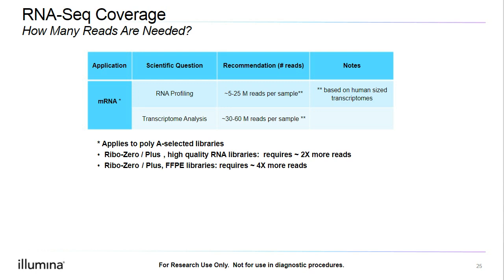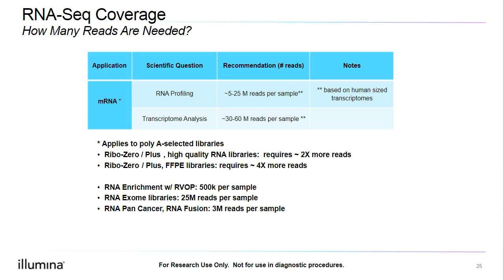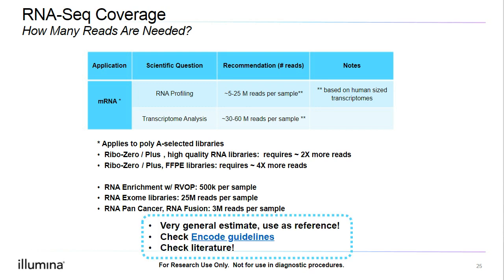For our RNA enrichment, exome, pan-cancer, and fusion kits, we have a set number of reads that we recommend. For RNA enrichment with a respiratory virus oligo panel, 500,000 reads per sample. For RNA exome libraries, 25 million reads per sample. RNA pan-cancer or RNA fusion, 3 million reads per sample. Again, these are general estimates that can be used as a reference. We should always go to the ENCODE guidelines, which is a great place to start. And definitely check the literature to see what's important and recommended for your specific application.